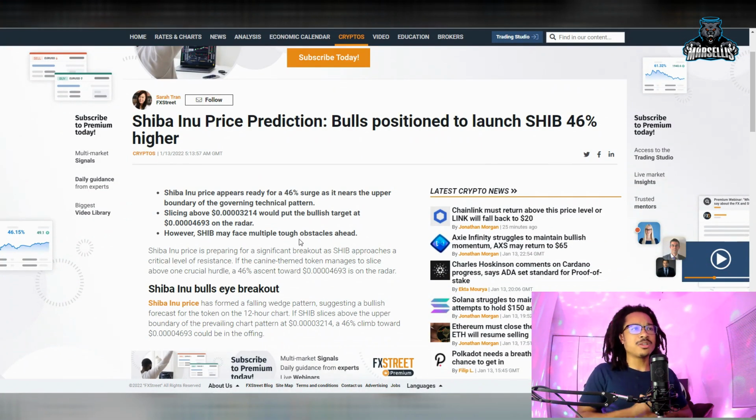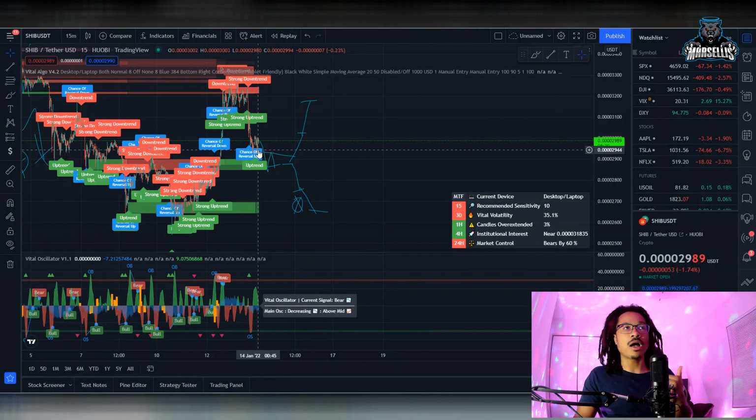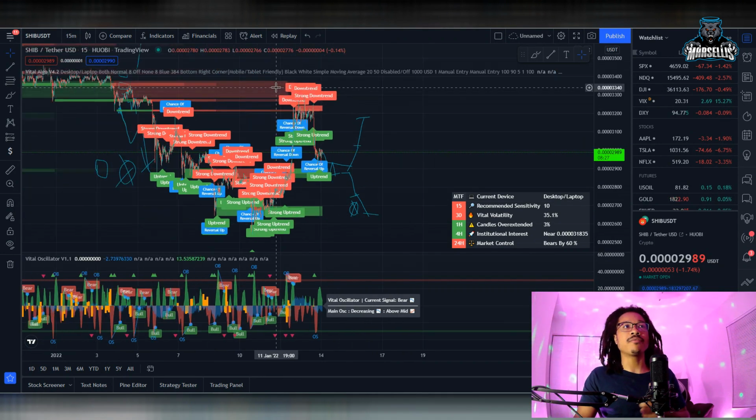So Shiba Inu price appears ready for a 46% surge as it nears the upper boundary of the governing technical pattern. So slicing above the 0.00003214 area would put the bullish target at the 4693 area for Shiba Inu. Now, that's a very bullish scenario. However, SHIB may face multiple tough obstacles ahead. Just like I showed back here, we have some tough obstacles to pass. 3.2 is heavy resistance for us.